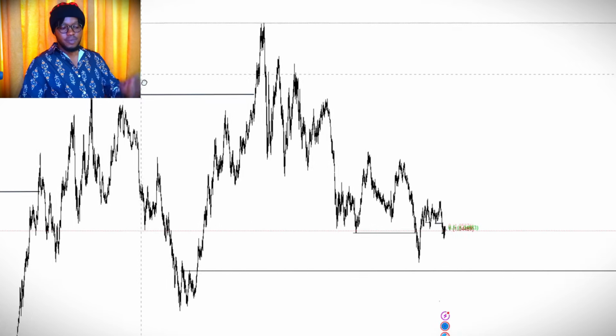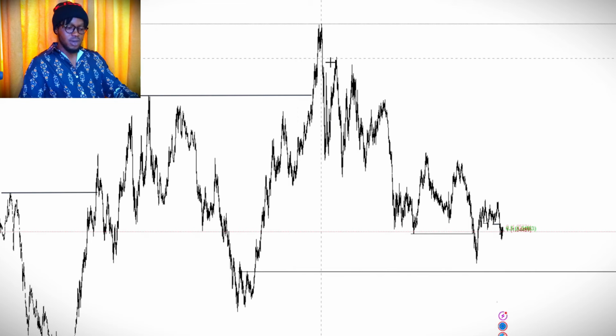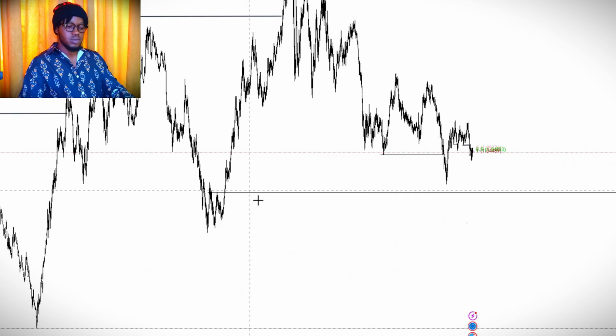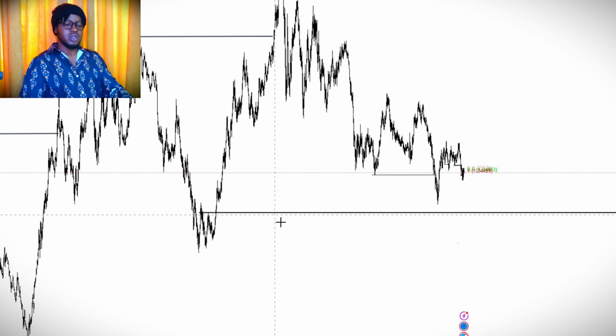As you can see, EUR/USD is still on a retracement phase. So EUR/USD is still retracing. It's still pulling back to tap into this demand zone. I spotted it out here. Tap into this demand zone here. Price might not even tap into this demand zone.